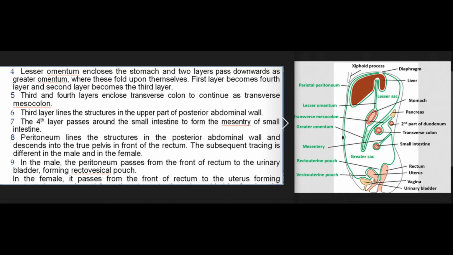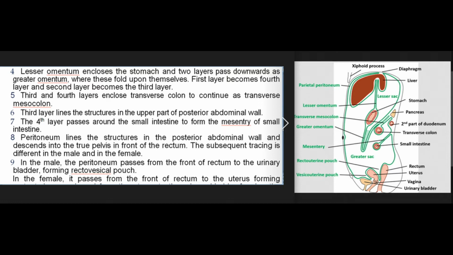5. Third and fourth layers enclose transverse colon to continue as transverse mesocolon. 6. Third layer lines the structures in the upper part of posterior abdominal wall. 7. The fourth layer passes around the small intestine to form the mesentery of small intestine. 8. Peritoneum lines the structures in the posterior abdominal wall and descends into the true pelvis in front of the rectum. The subsequent tracing is different in the male and in the female.